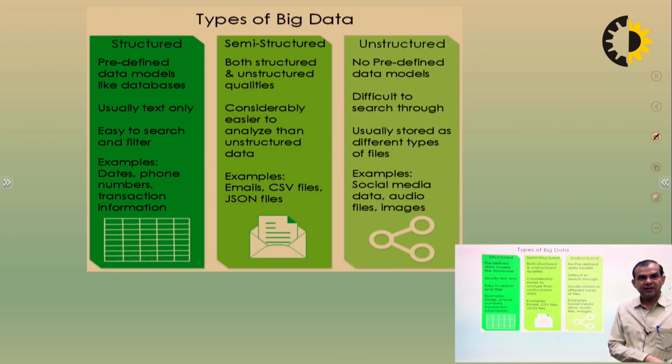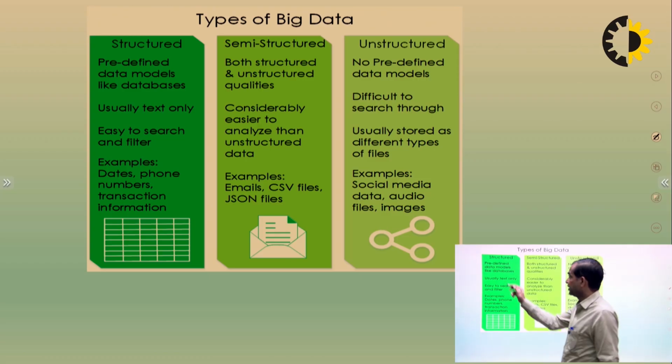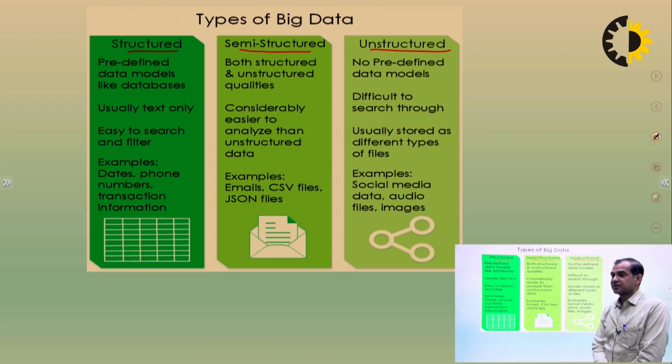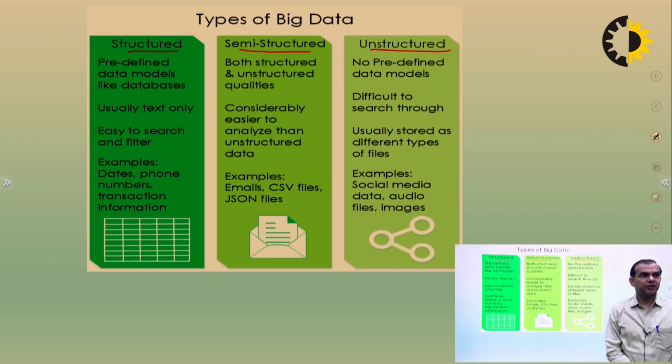Again, as we discussed, the types of big data or digital data are structured data, semi-structured data, and unstructured data. In structured data, we have predefined data models like a database. It is easy to search and filter, and examples of structured data are dates, phone numbers, transactions, and information.